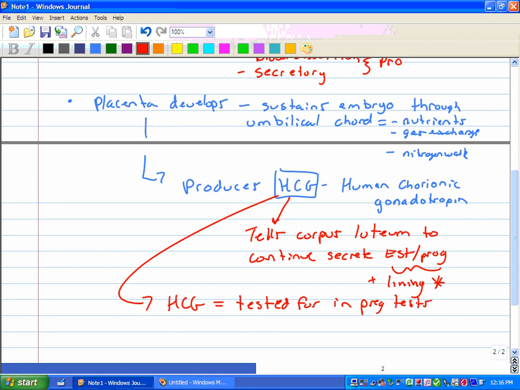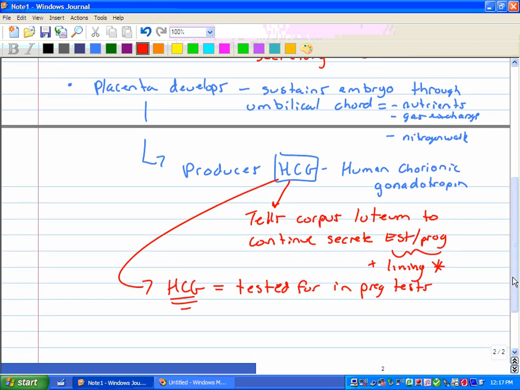So this doesn't actually happen for a while because it takes about 3 to 4 days for that fertilized embryo to make it from the oviduct into the uterus. So that's why you can't test straight away to see if you're pregnant. You have to wait for this HCG to actually develop. All right, not much left. We just have one other thing.